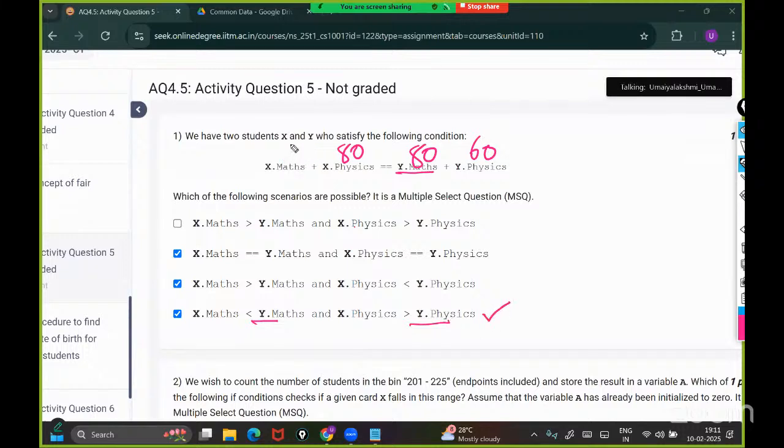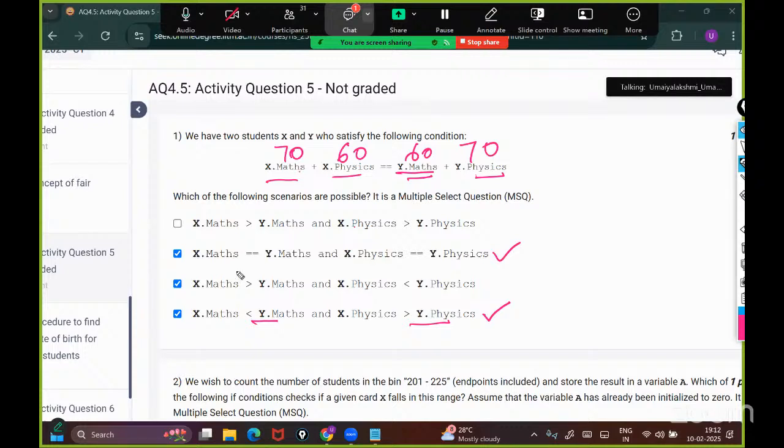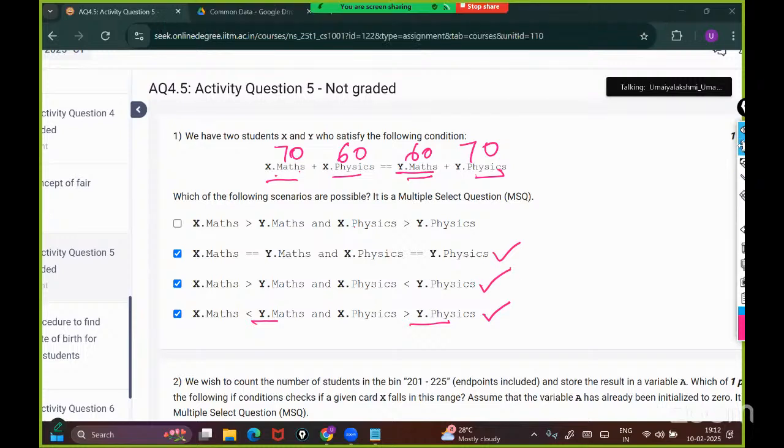What if the person has scored, let's say, 70, 60, and this person has scored 70, 60. So now both the maths marks are equal, and the physics mark is also equal, which means option B is correct. The other possibility is, now the maths mark is higher here, the physics mark is higher there. So this can also be a possibility. But anyway, we are getting the same total.